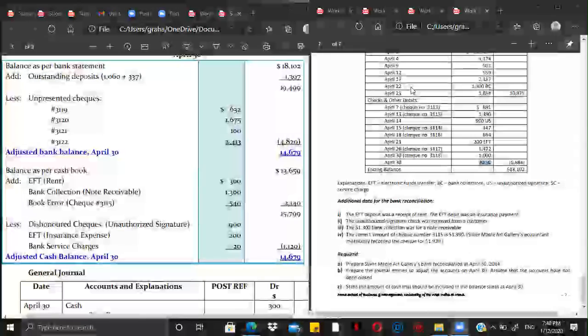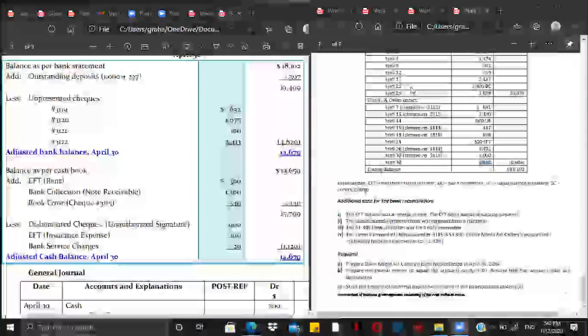So basically, that's an unpresented check for my bank statement because it's not yet presented to my bank account. You have not yet collected your money. So therefore, I still have money in my bank account that you guys should come and collect. So that is why I am going to subtract all of these unpresented checks from my bank statement balance.